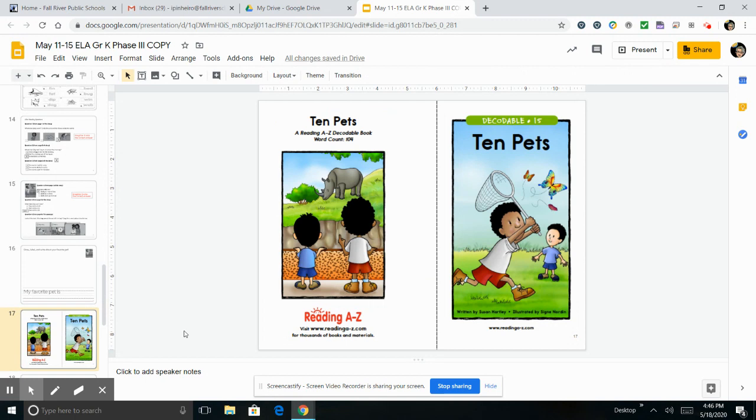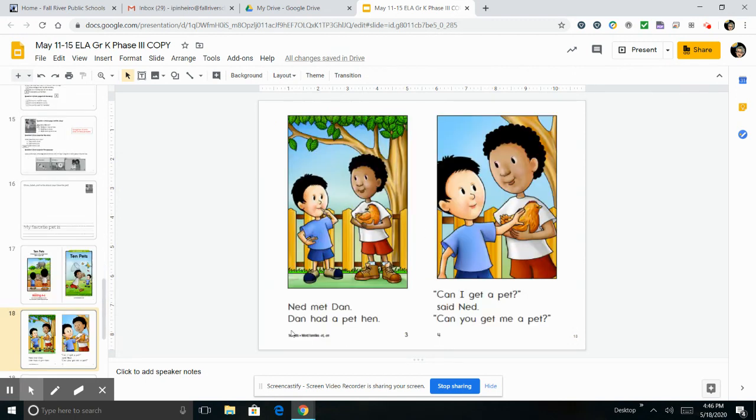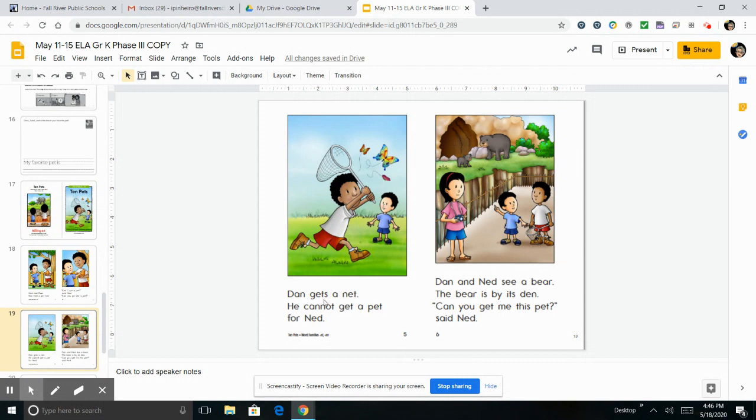Next, I'm going to read to you 10 pets. Ned met Dan. Dan had a pet hen. Can I get a pet? said Ned. Can you get me a pet? Dan gets a net. He cannot get a pet for Ned. So there's Dan. He's trying to catch a butterfly so that Ned can have a pet.